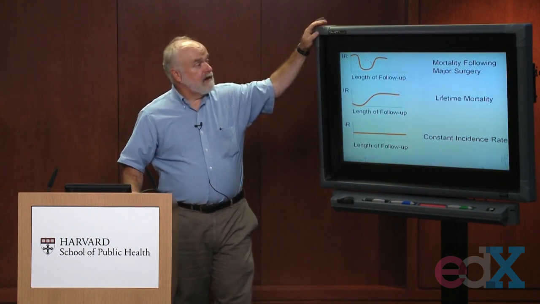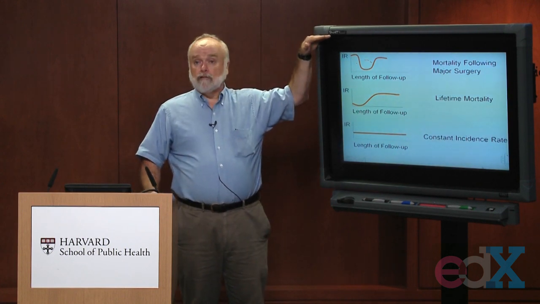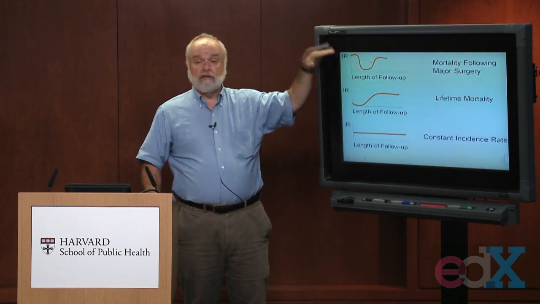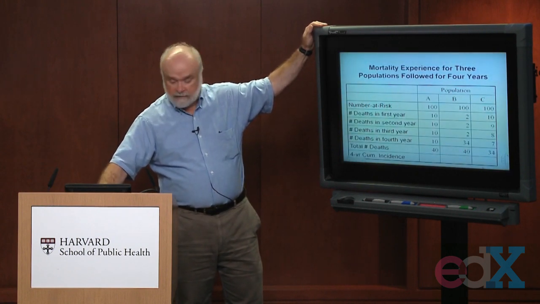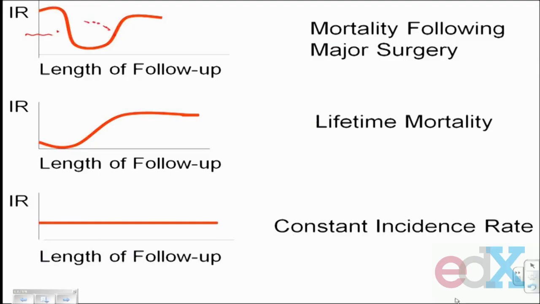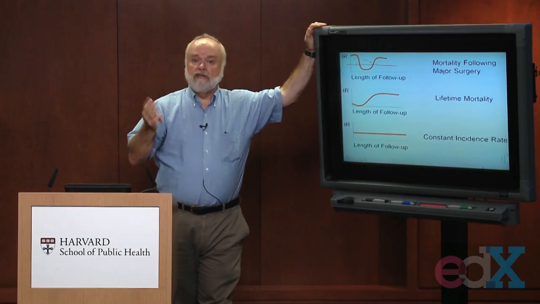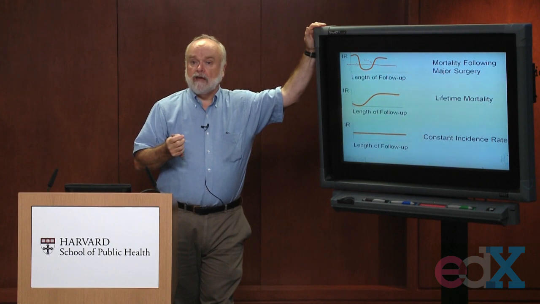That one number cannot reflect the high incidence rate of the early part of follow-up and the low incidence rate in the middle part of follow-up. What you're ending up with is a single number, an average of the high and low incidence rates that exist at different periods of time.